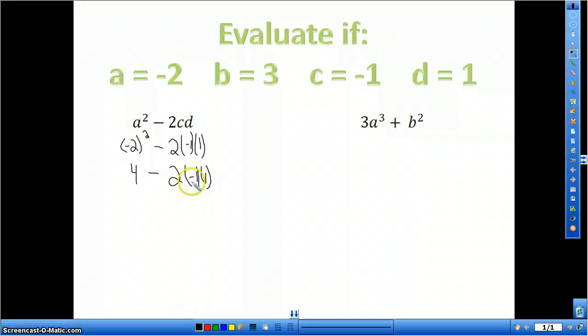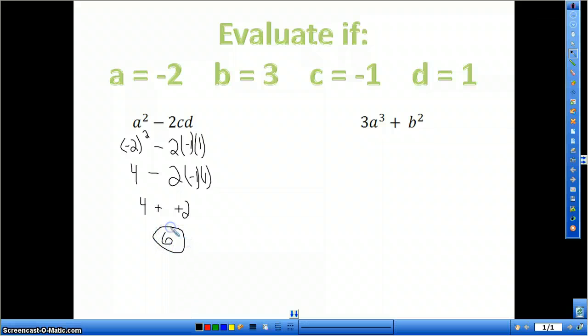And then you got to multiply first before you can subtract. So we got 2 times -1 times 1. This is going to give me back -2. Okay, then I'm going to put this minus sign in here. I'm going to drop this 4 down, and I'm going to add. And then I got 4 plus 2, and that gives me 6.